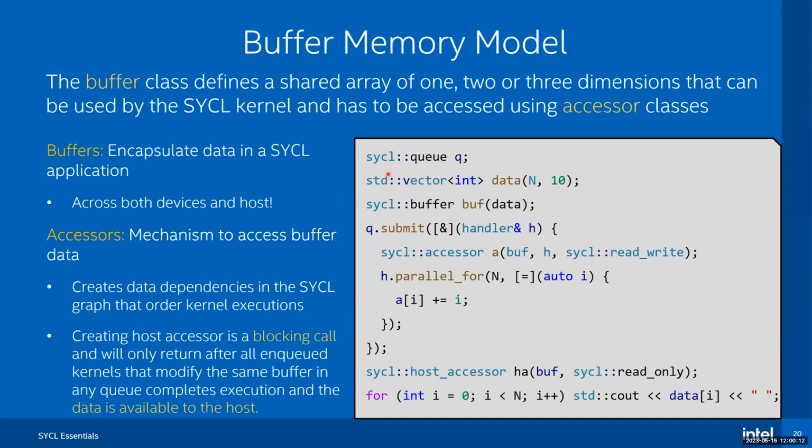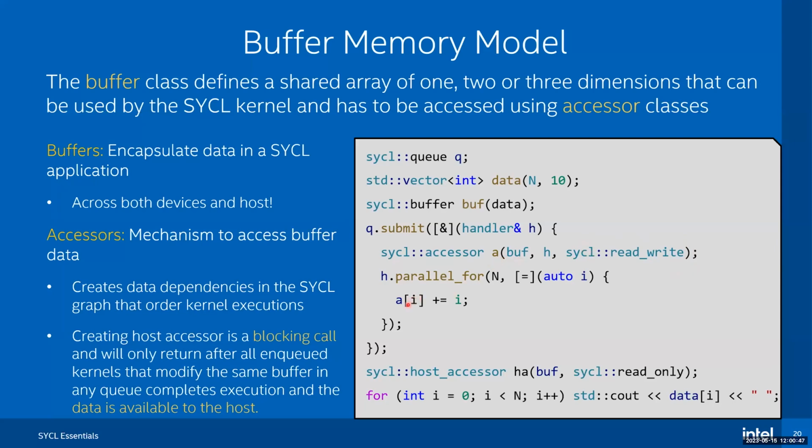So you can see in this example, we have a cube created, and we have a vector of data of size n, and then all of the elements are initialized to 10. In the buffer memory model, what we do is we encapsulate the vector data into a buffer, called buff here. And then when we submit the kernel, we create what's called an accessor, and with the accessor, we set the permission, whether it's read or write.